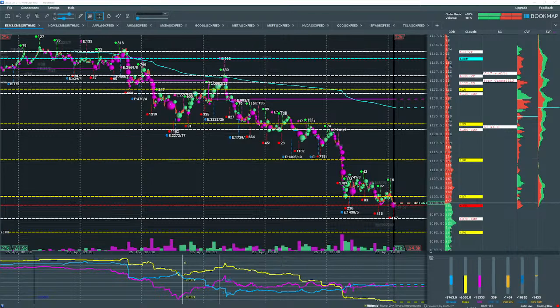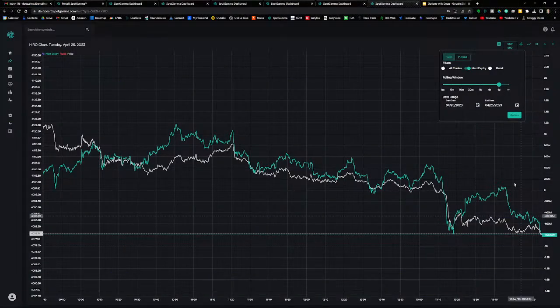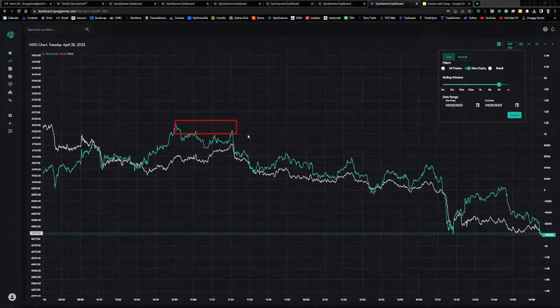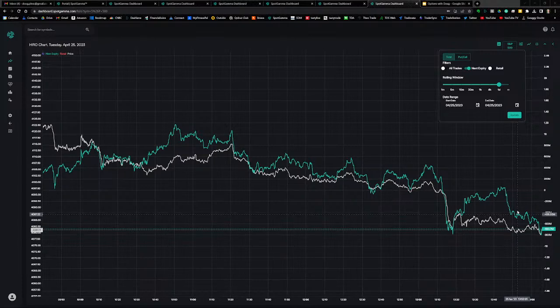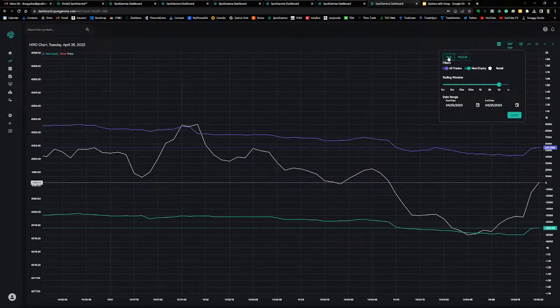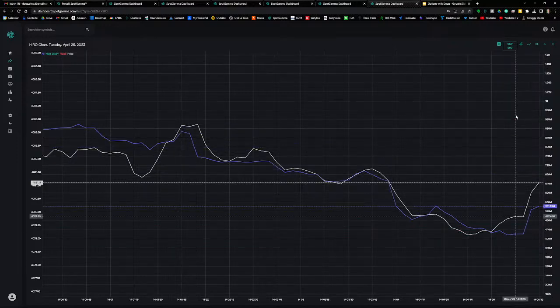Let's go back and take a look at Hero again. 0 DTE again makes a lower high there, and price begins to move lower, and 0 DTE options trades are looking like they're helping to drive price lower. All right, let's take a look at the NASDAQ now.